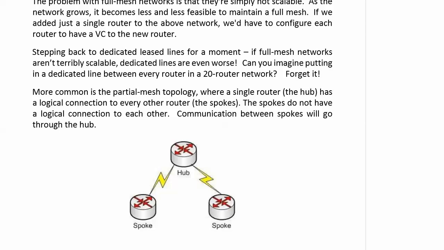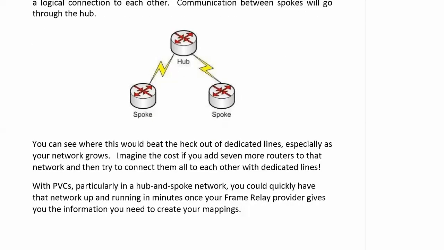Now, you could see where this would beat the heck out of dedicated lines, especially as your network grows. If you added 7 more routers or 17 more routers, you would just need to create a VC between the hub and each one of your new routers. Because the more connections you get, I can't even imagine having a full mesh huge network. There's just so much overhead to try to keep up with.